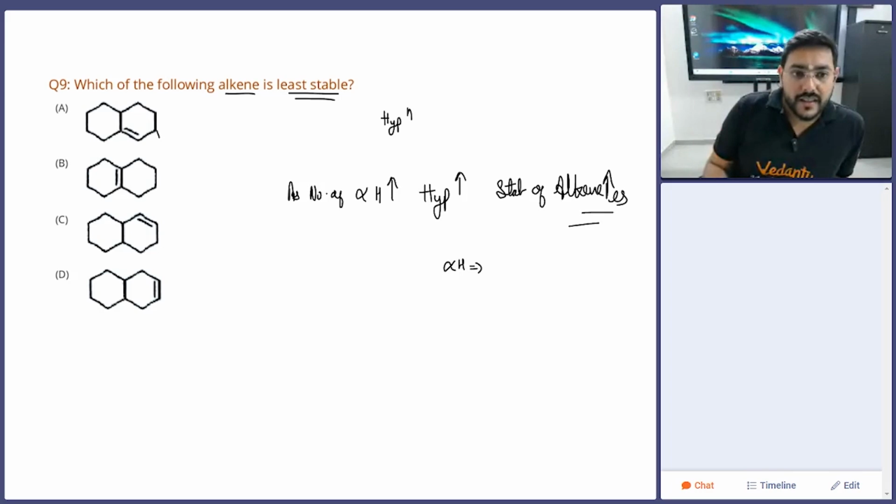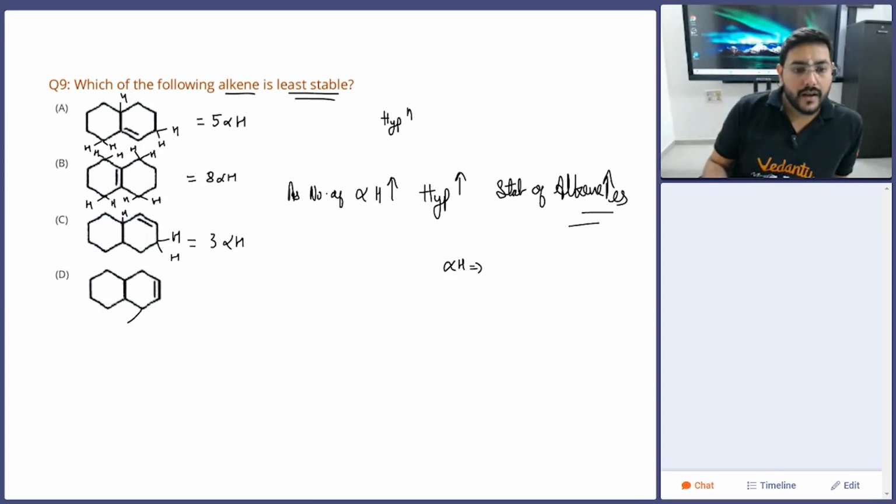So can I say that it contains 1 and 2 alpha hydrogens? It contains 5 alpha hydrogens. Now it contains 8 alpha hydrogens. Here, 1 alpha hydrogen and 2 and 3, so 3 alpha hydrogens are there. And here, how many alpha hydrogens are there? 4 alpha hydrogens are there.